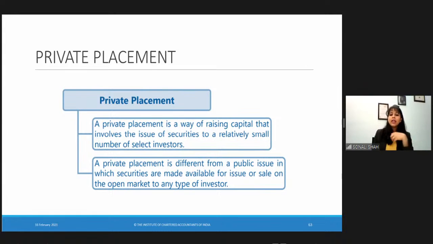So what is he doing? He's diluting his shares, 10% of his ownership in return of money. So this is also a type of private placement because he's going to that selected few investor. This kind of funding we generally call as investor funding or angel funding, right? But this was just a way of explaining things to you.